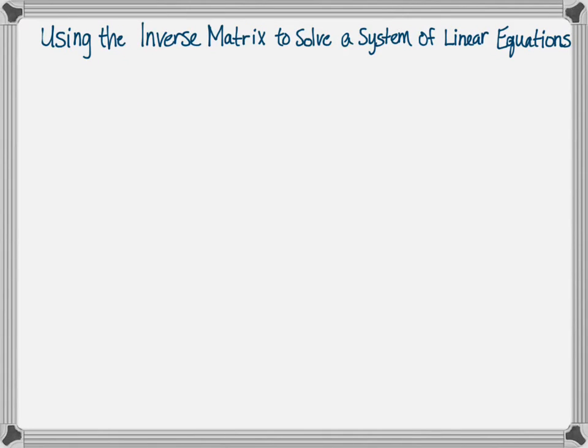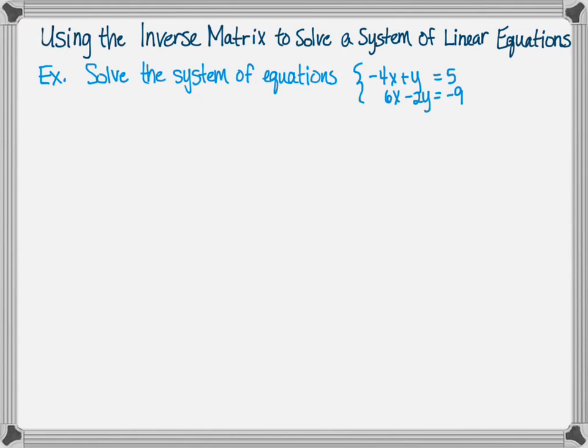We can use inverse matrices to solve a system of linear equations. For example, let's say we want to solve the system negative 4x plus y equals 5, 6x minus 2y equals negative 9. We can represent this system with three matrices.